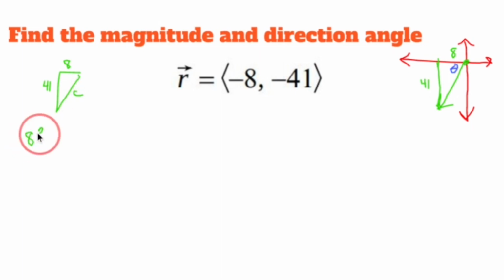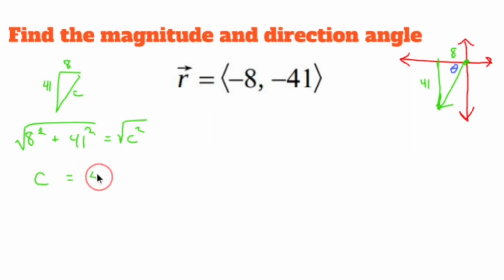So I have 8 squared plus 41 squared is equal to C squared. Square root everything, and that gives me C equals 41.773. So that's my magnitude. My magnitude, R, is 41.773. Now what I have to do is find that blue angle right there.